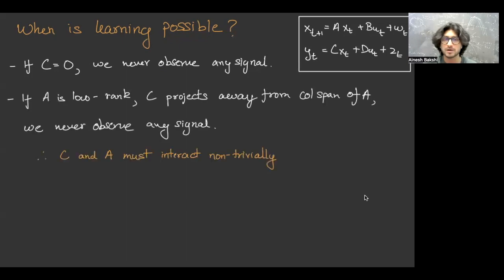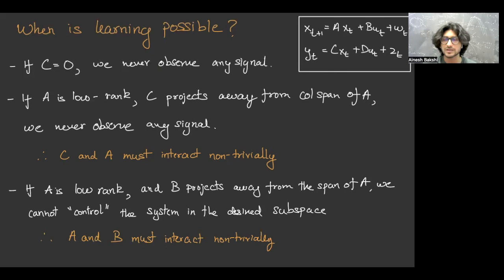More generally, consider the case where A is low rank and C projects away from the column span of A. Since the vector A times x_t is always in the column span of A and C projects away from this subspace, we again do not observe any signal. And therefore, it's impossible to learn the parameters in this setting. Therefore, it's not hard to see that the matrices C and A must interact non-trivially.